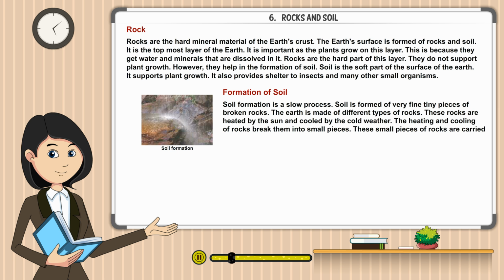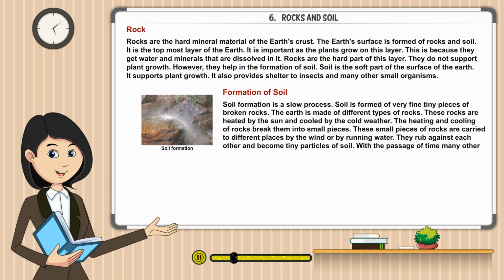These small pieces of rocks are carried to different places by the wind or by running water. They rub against each other and become tiny particles of soil. With the passage of time, many other things mix with these particles and form soil.